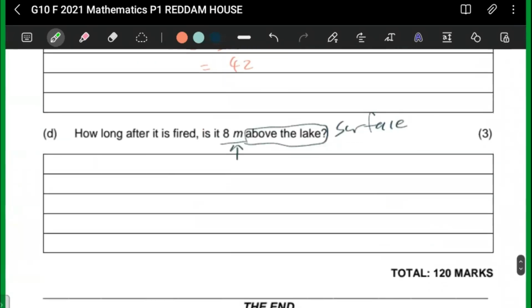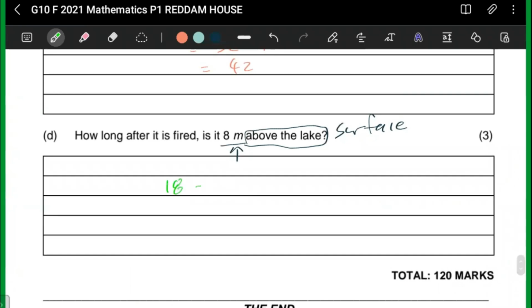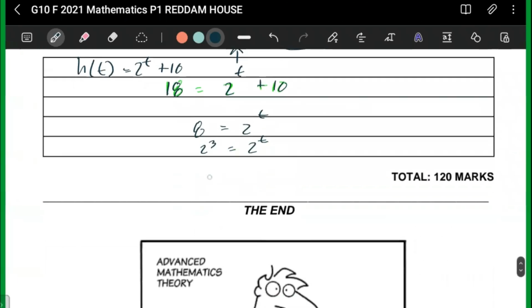Solving for T here, you're going to say 18 equals 2 to the power of T plus 10. Now, the formula, remember, is H of T equals 2 to the power of T plus 10. Now here you can take the 10 to the left, you minus, so it's going to be 18 minus 10, which is 8. And we already know that the only thing that can give you an 8 is if you have a 3 as that exponent. So here, therefore, T is equal to 3.